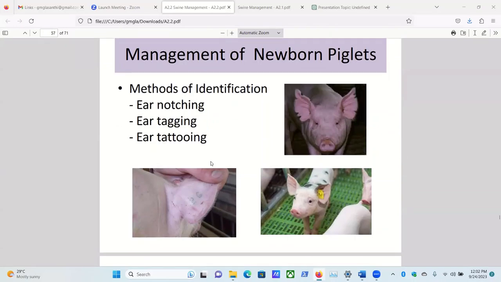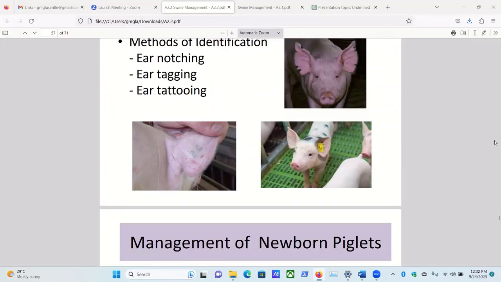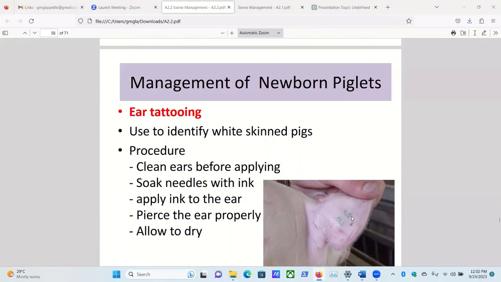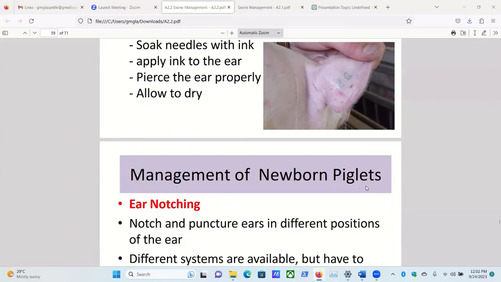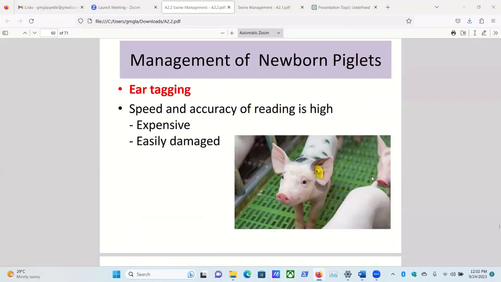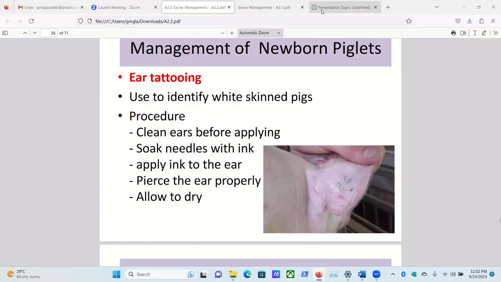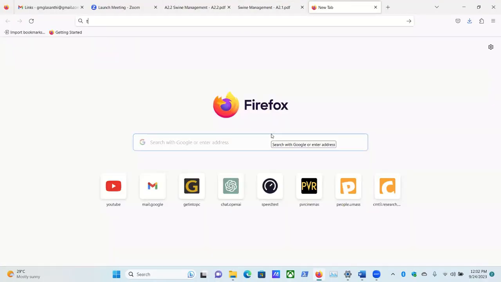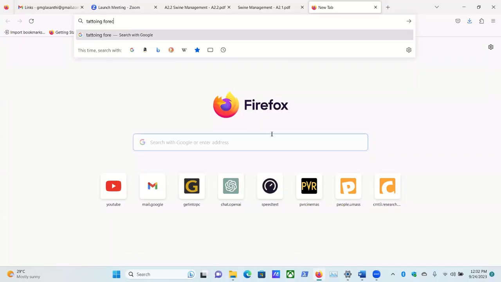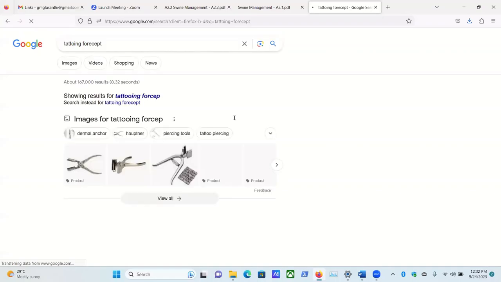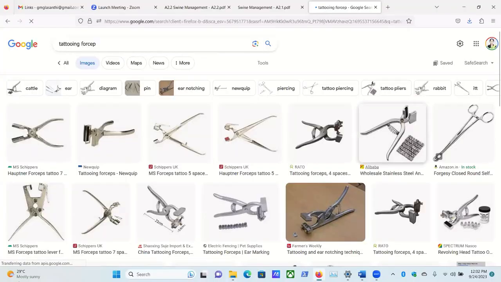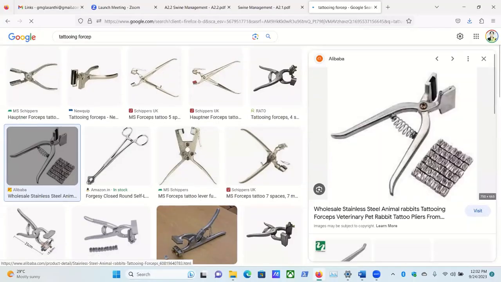Now we will discuss the available methods of identification. So the first one is tattooing. This is tattooing. Here, it is done by the tattooing process. I will show you some photos. Can you see the slides?